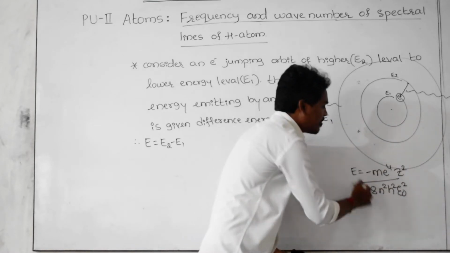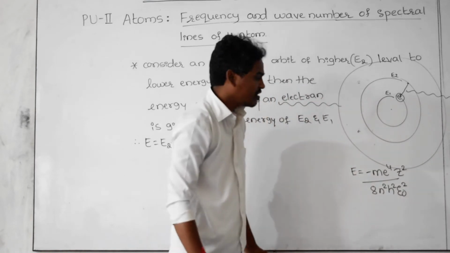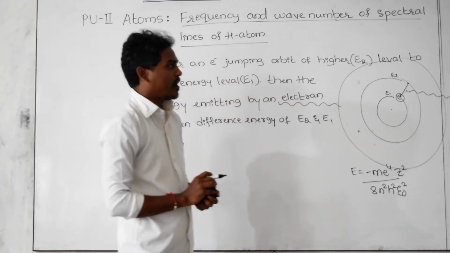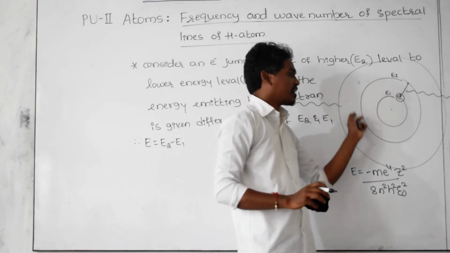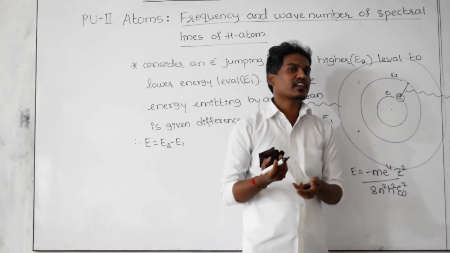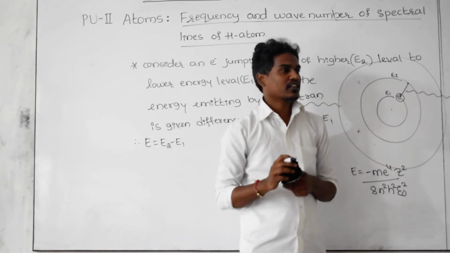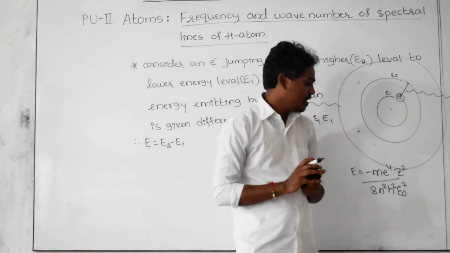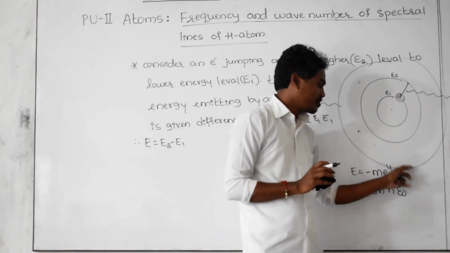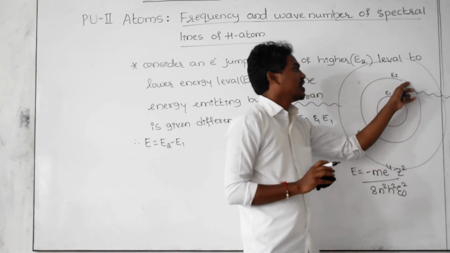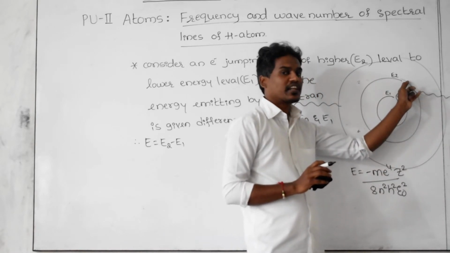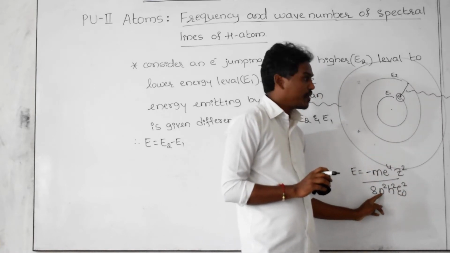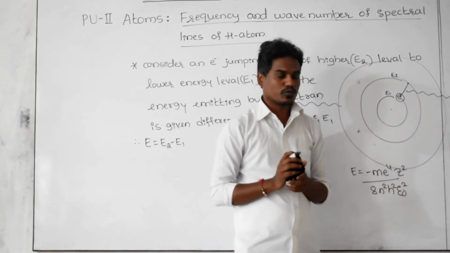This formula you derived in yesterday's class, because yesterday we derived the energy equation of the electron whenever it is revolving in an orbit. For example, the electron is revolving in the second orbit. It has a kinetic energy as well as a potential energy. Then the total energy of that electron is equal to the sum of potential energy plus kinetic energy. That total energy can be calculated by using this formula. If the electron is present in the second orbit, its energy can be calculated by using this formula. But what is the value of n here? This is the second orbit, so this is 2.